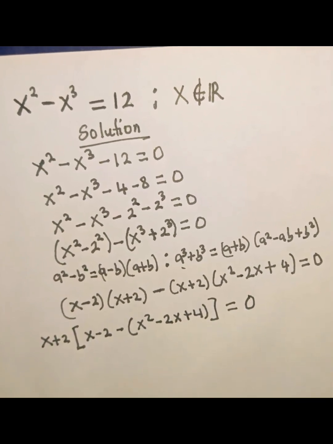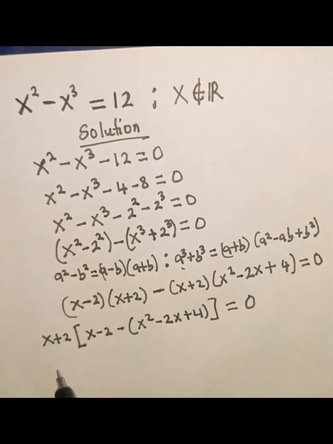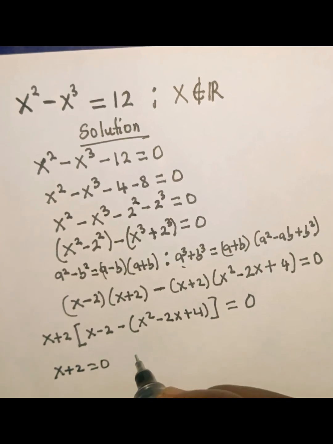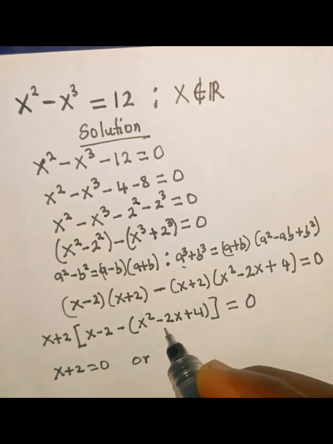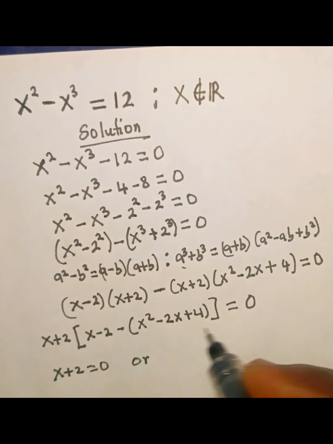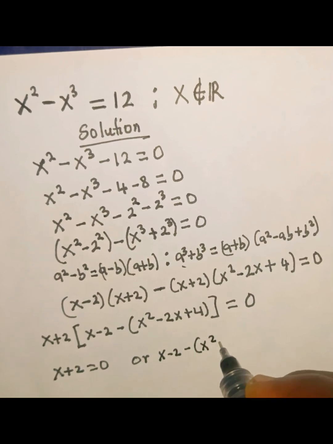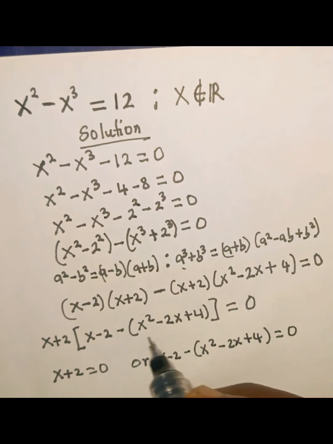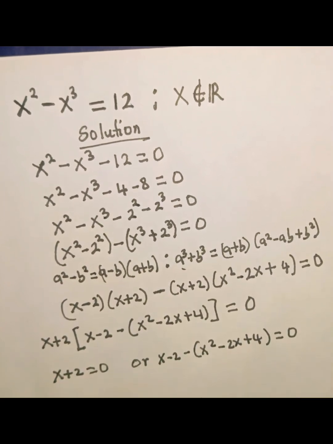Now recall that when two terms multiply to be 0, either the first term is 0 or the second term is 0. So we set x plus 2 to be 0, or here we can simplify inside this bracket, but before then let's rewrite it first. x minus 2 minus x squared minus 2x plus 4 equal to 0. So we set the whole of this to be 0 and the whole of the first term to be 0.